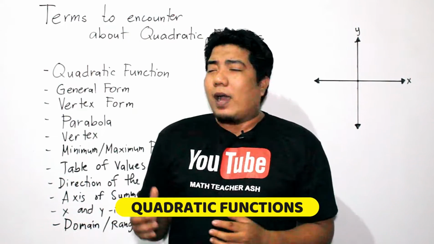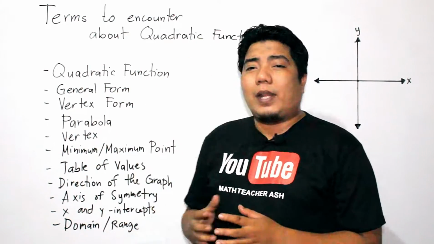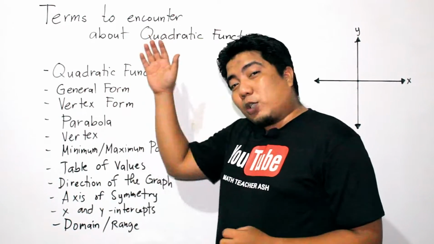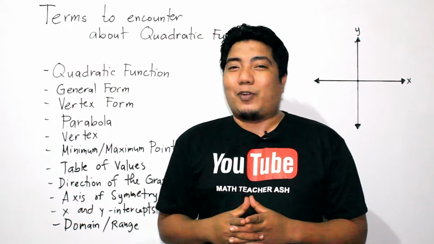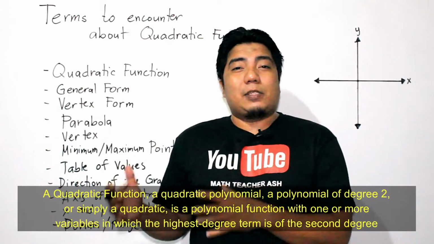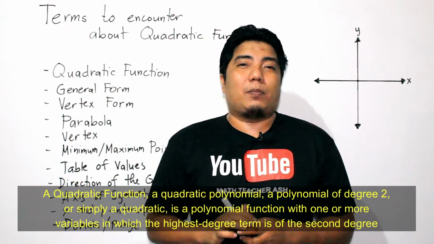function. Now, as you can see in our whiteboard, we have a lot of terms that you will encounter about this topic. But don't worry, because as we discuss these terms today, this will become very easy for you. Okay, let us start. Quadratic function is basically a quadratic equation in two variables.